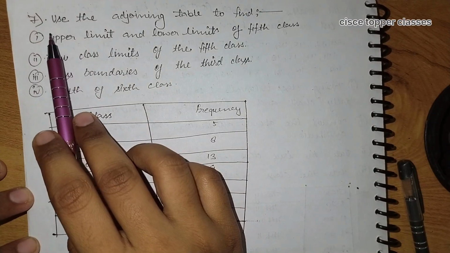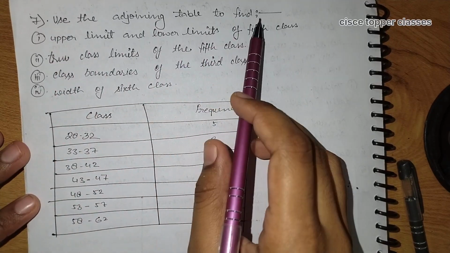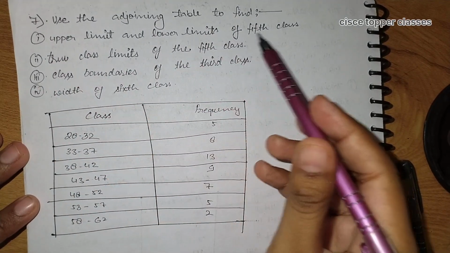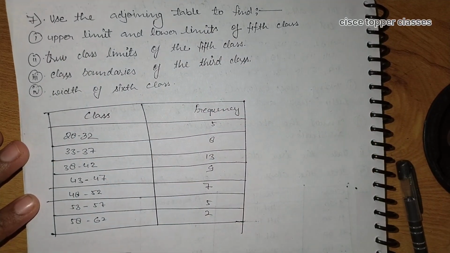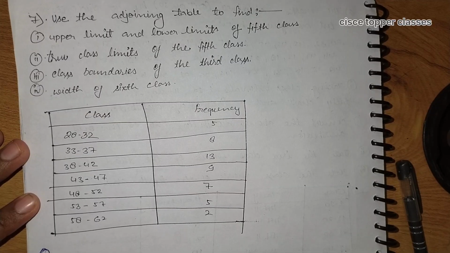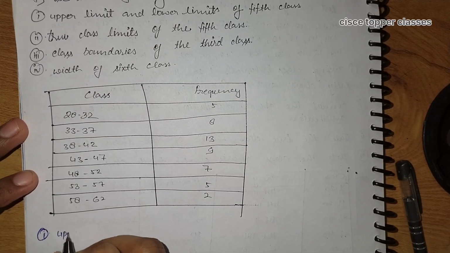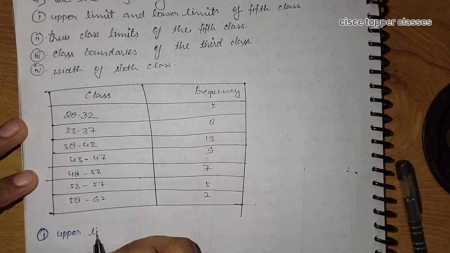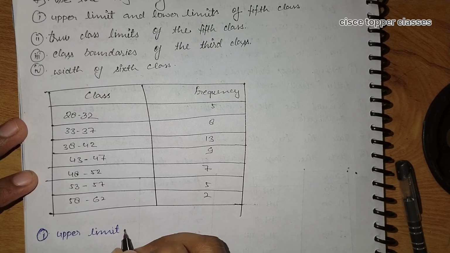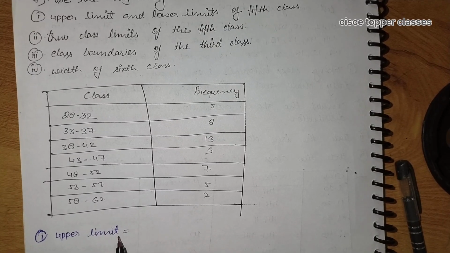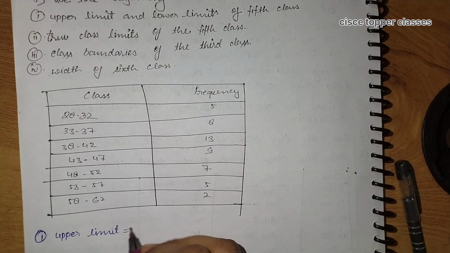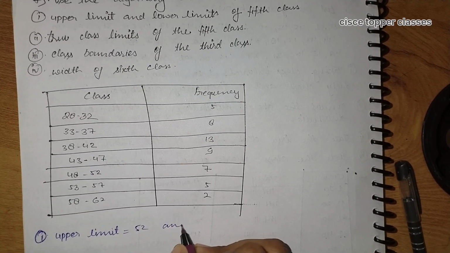Now let us solve here question number 7. Use the adjoining table to find the upper limit and lower limit of the fifth class. So if we see the first part here, we have to find the upper limit and lower limit of the fifth class. So here the upper limit in the fifth class will be 52 and the lower limit will be 48.